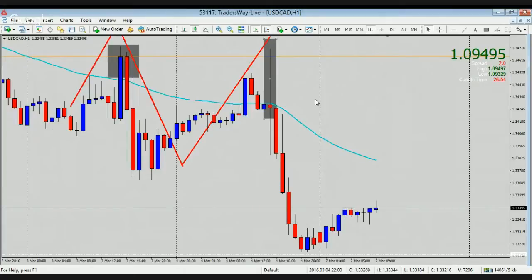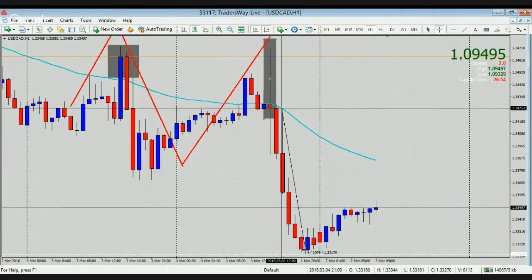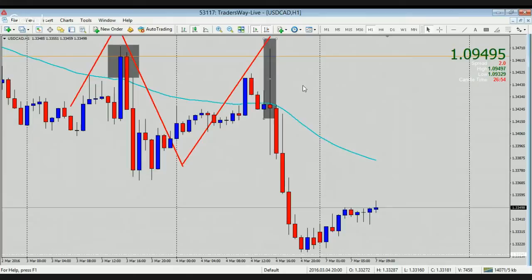Okay, you take entry. Now look what happens after you take entry. It drops. How much did that drop exactly? Over 100 pips. Plain and simple. Easy as that. Just follow the rules, mark down the checklist, and then you'll be able to have successful trades.